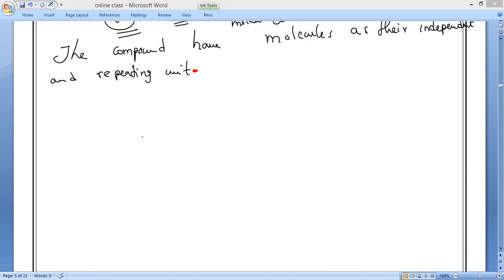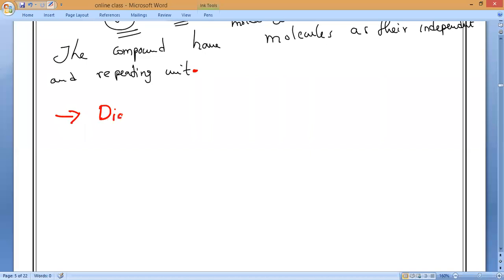Why no monoatomic? Anybody? Arun? Because two or more different atoms are combined, sir. A molecule of a compound will form from a minimum of how many elements? Minimum two or more than two. So the molecules of compounds start from diatomic. Okay, everybody? So diatomic molecules of compounds. Can you give examples of compounds having only two atoms?